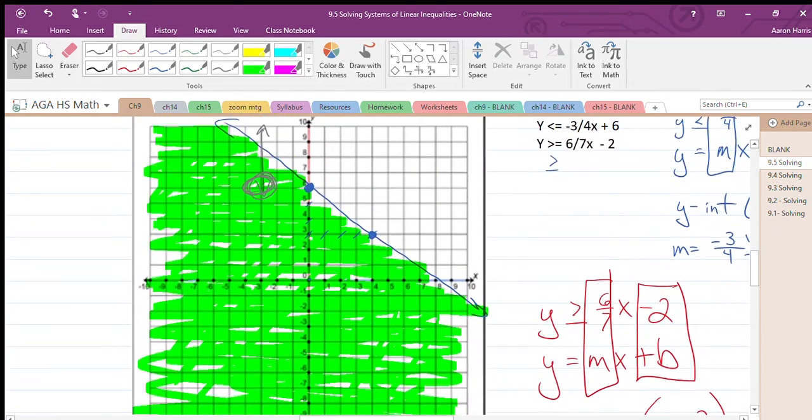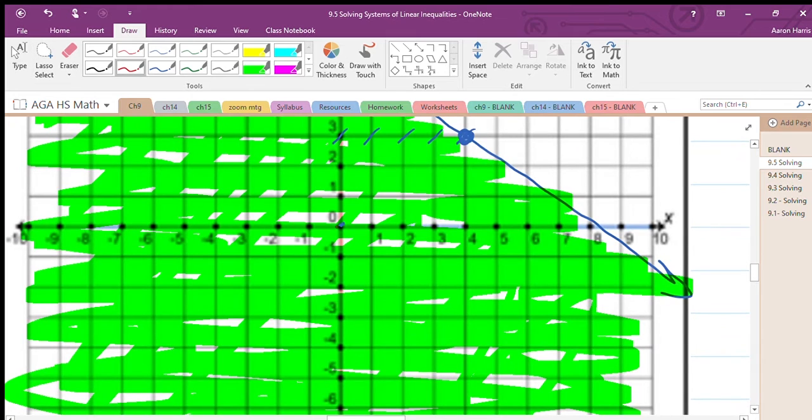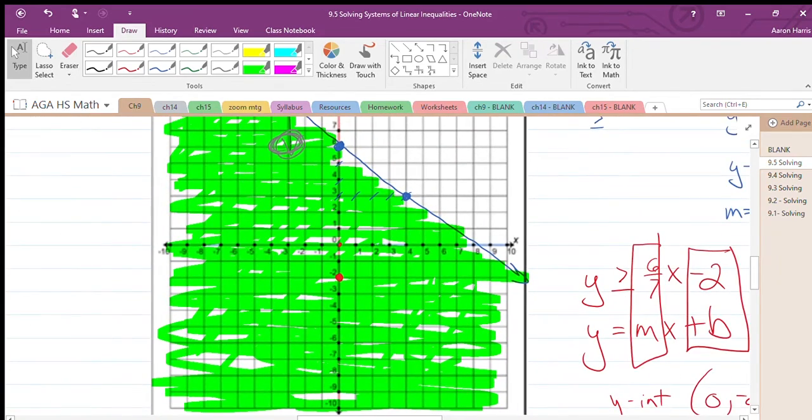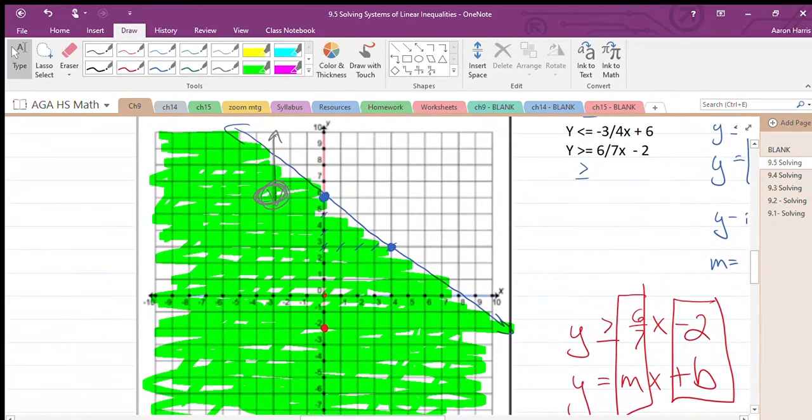So here we go. We want to go to 0, negative 2. So here's 0 on the x-axis. Here's negative 2 on the y. I want to go up 6 to the right 7. So here's 1, 2, 3, 4, 5, 6. 7 to the right. 1, 2, 3, 4, 5, 6, 7. And now I make my dot there.